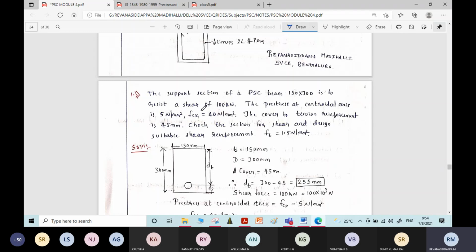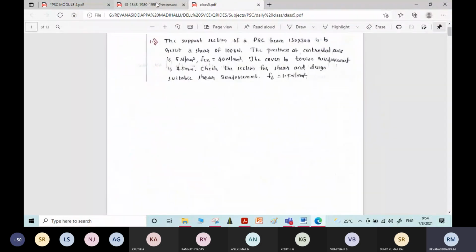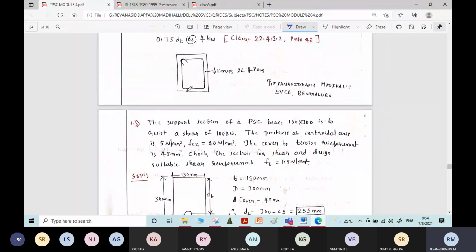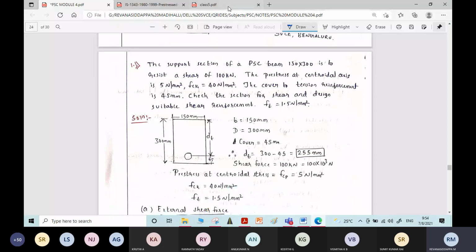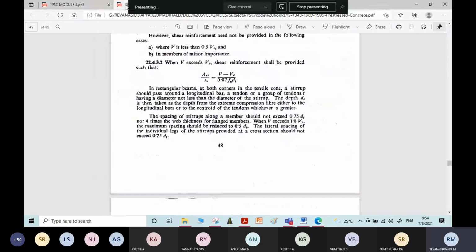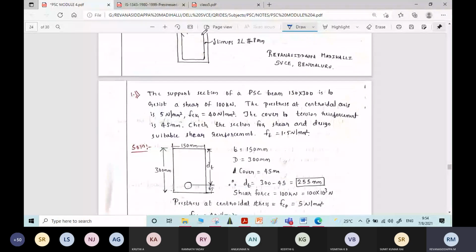Okay, friends. So we'll solve the problem. Has anyone started solving? Anyone started solving the problem? Okay. So whatever procedure I have explained, we will follow that procedure and design. You just go through the problem.